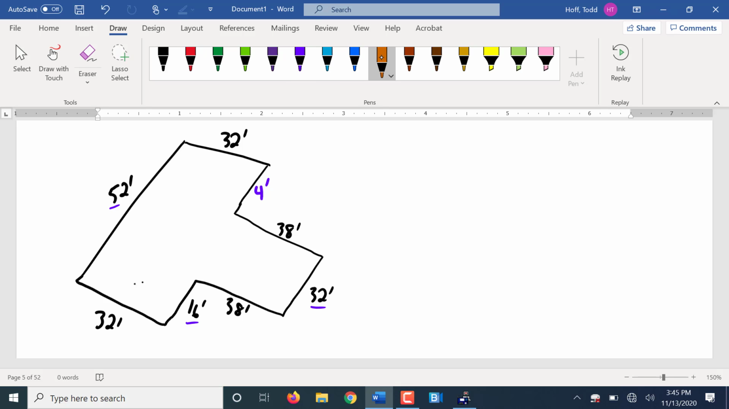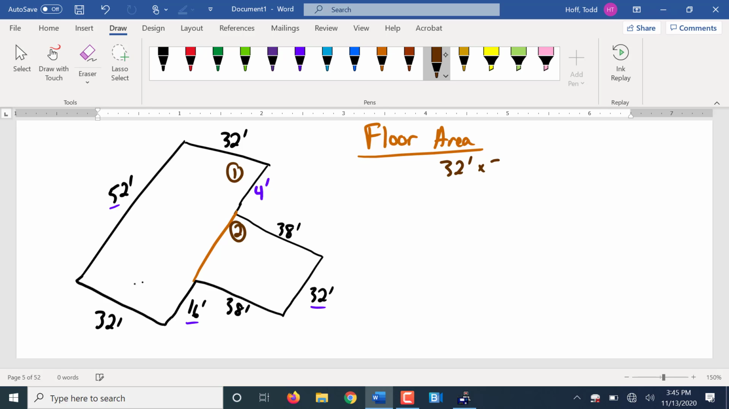Find the floor area for me. Just cut it into 2 pieces, find the area of those 2 pieces. Okay, so let's look through that. The first piece is 32 feet by 52 feet, which gives us how much? 1,664 square feet. And the second piece is 38 by 32.